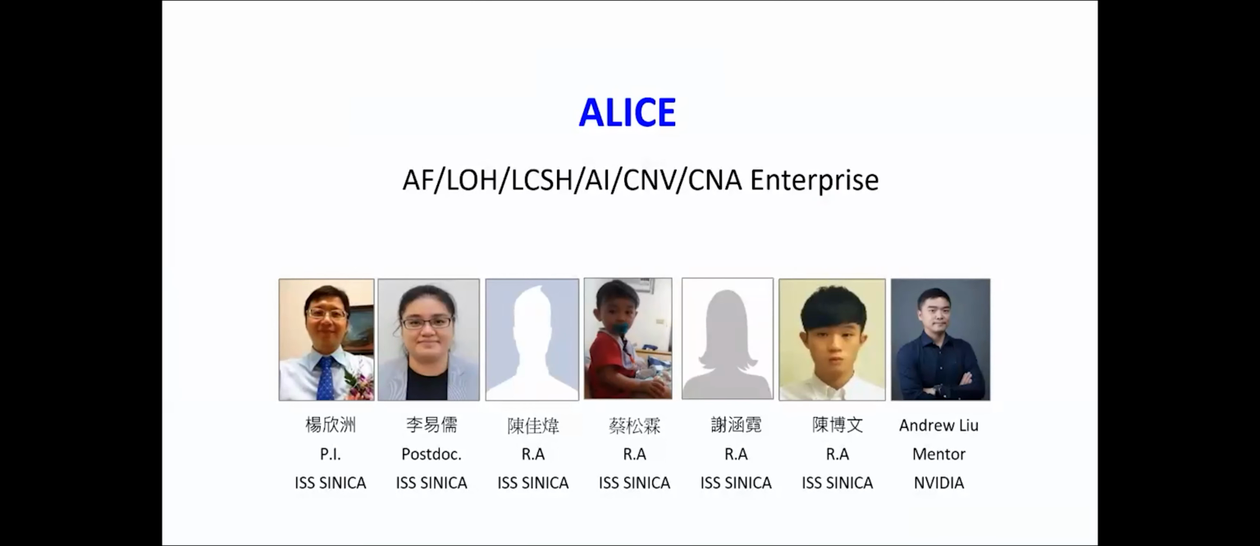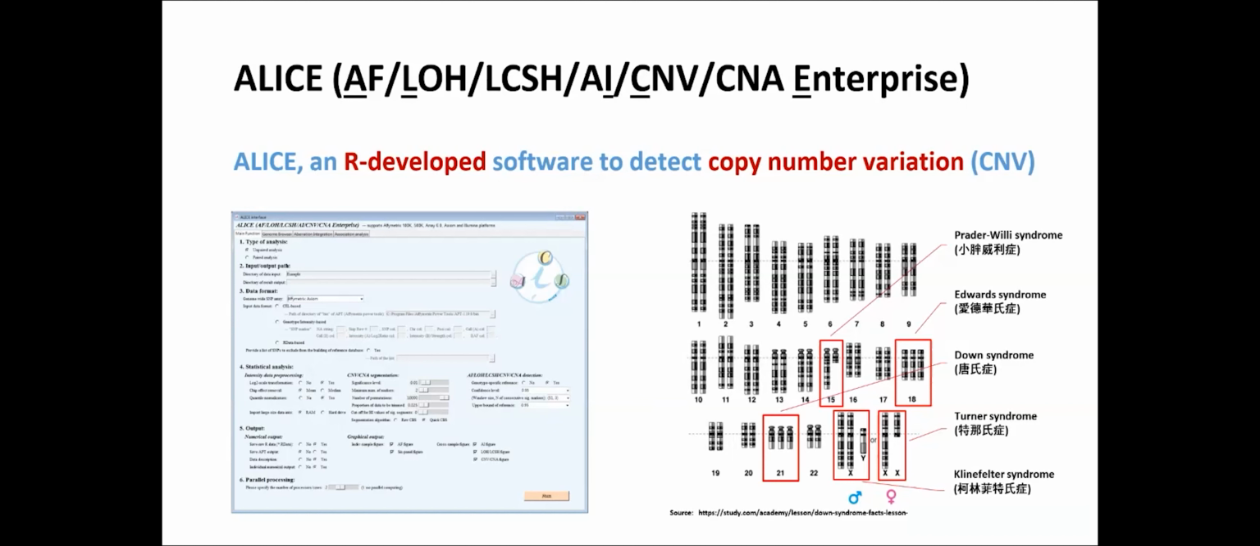And last but not least, because of the time, I'm showing you the last project, called ALICE. It is a topic that we participated in at last year's hackathon. We tried to speed up the whole ALICE package that is used to analyze genetic variants. ALICE is our developed software to detect copy number variants, in short called CNV. The copy number variant is one of the genetic causes, and if CNVs are found, they can lead to some fatal and important genetic syndromes.